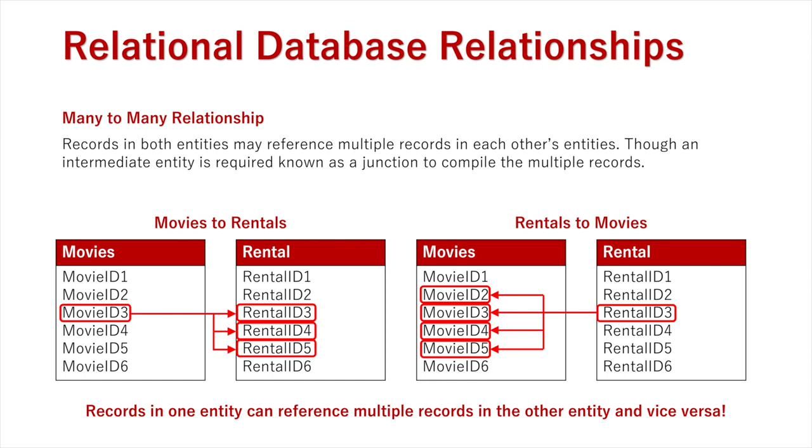So I hope this video has given you an understanding of relational database relationships. A one-to-one relationship, where one record in one entity can only reference one record in another entity. A one-to-many relationship, where one record in one entity can reference many records in another entity, but on the flip side, that other entity's records can only reference one record in the initial entity. And then finally, the many-to-many relationship, where one record in one entity can reference multiple records in the other entity, and the records in the other entity can do exactly the same. They can reference multiple records back. So I hope this helps clear that up for you, based on records in a relational database.